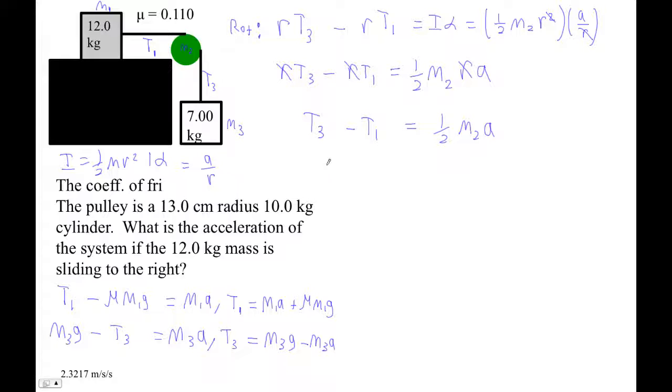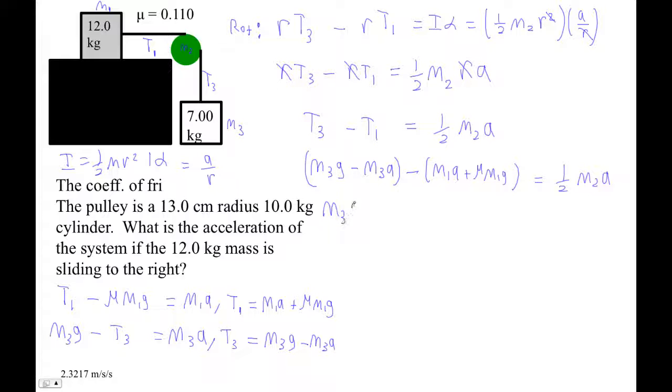Okay, so T3 is m3g minus m3a minus T1, so that's m1a plus mu m1g, equals 1/2. I keep your masses separate for a moment there. I thought I'd mixed it up, right? All right, now let's distribute the minus sign.